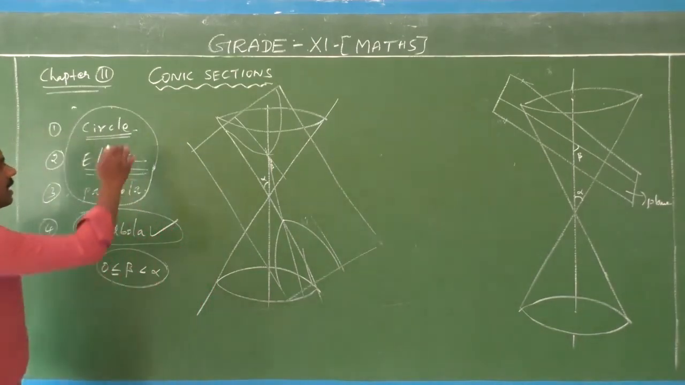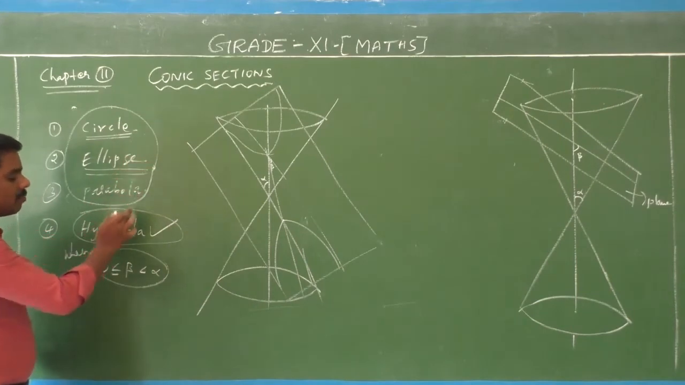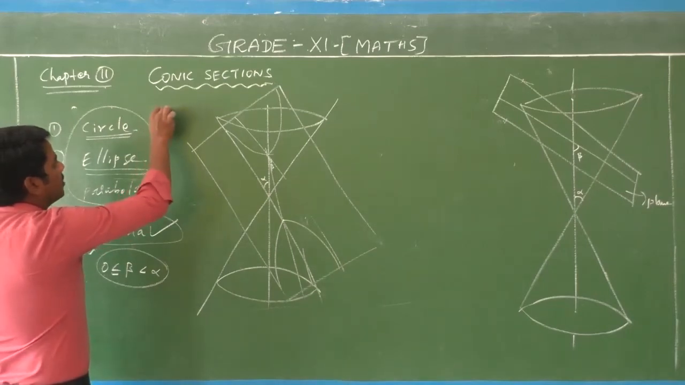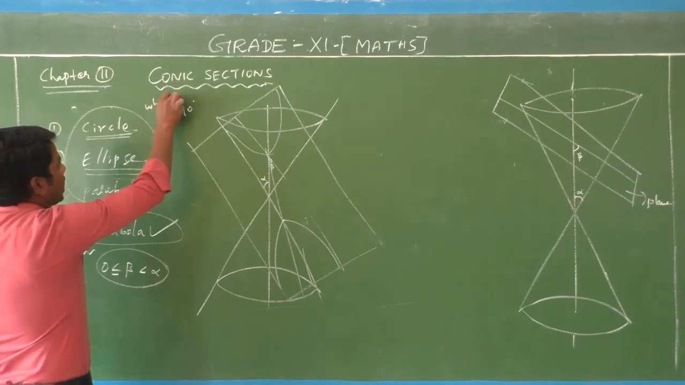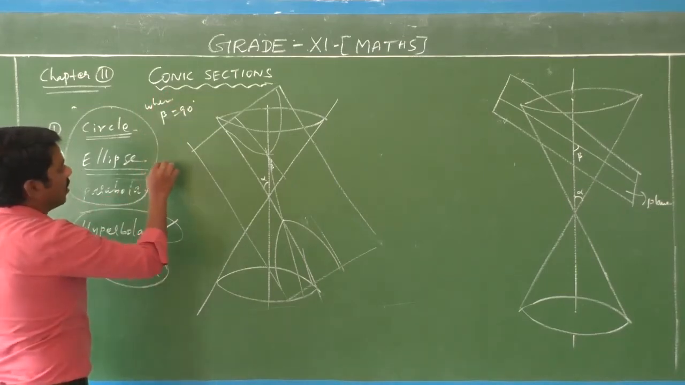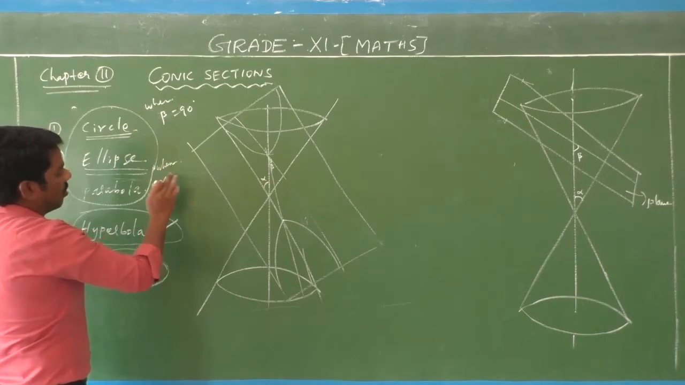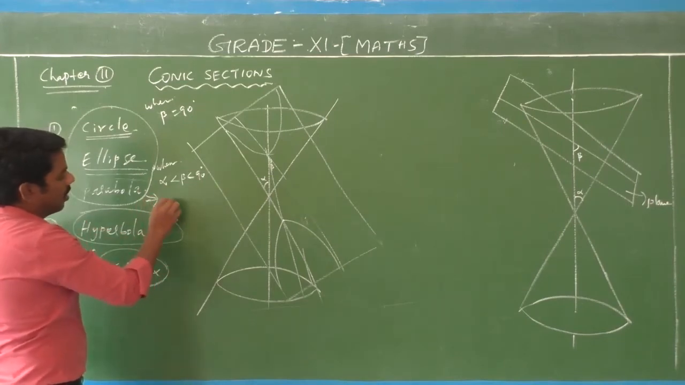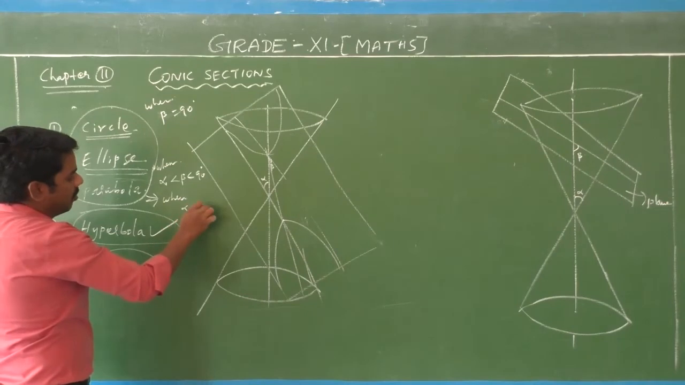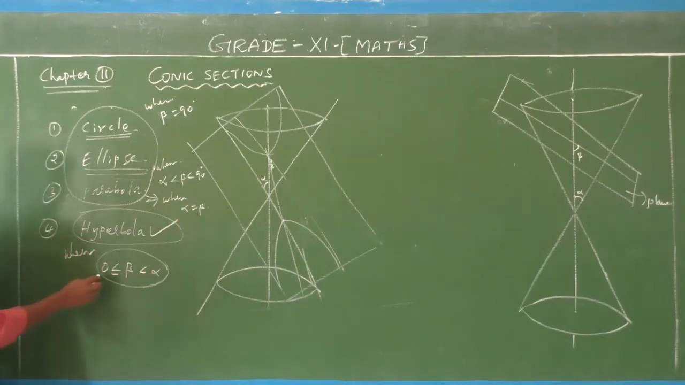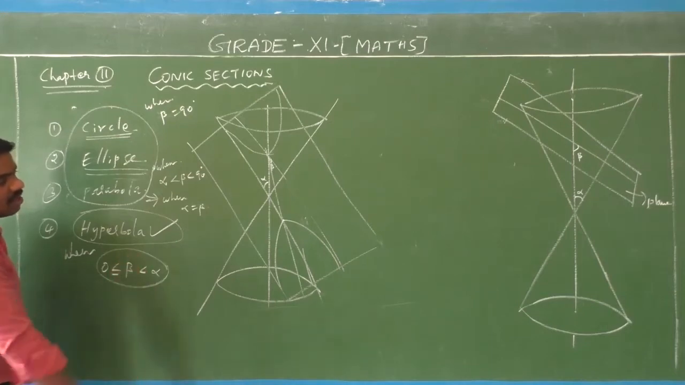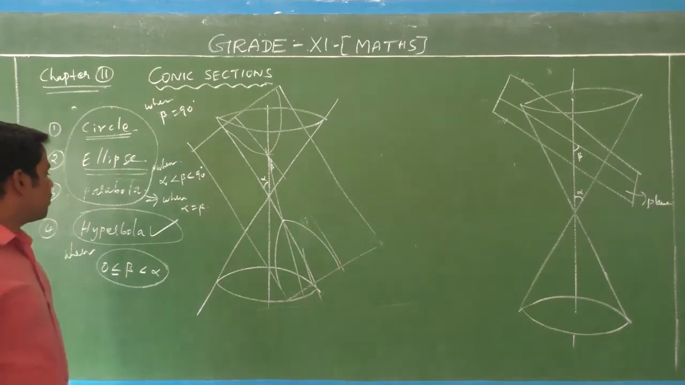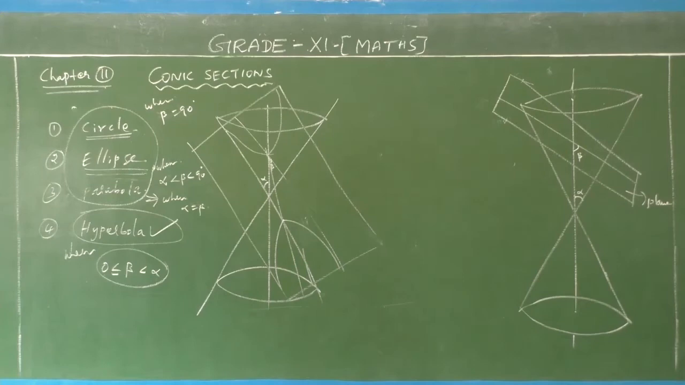Okay, first one circle, second one ellipse, third one parabola and fourth one hyperbola. The circle is when beta equals 90 degrees. The ellipse is when alpha is less than beta less than 90 degrees, and the parabola when the angle alpha is equal to beta. The hyperbola, the angle is 0 less than or equal to beta less than alpha. So there are four types of conic section: circle, ellipse, parabola and hyperbola. Okay, right.